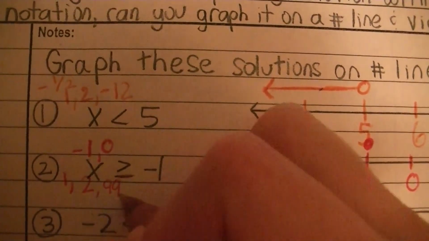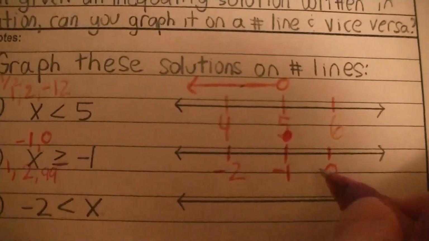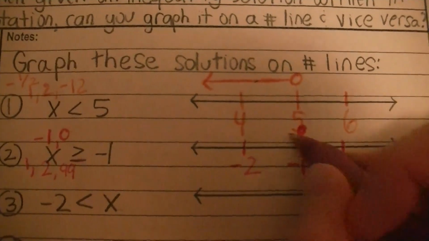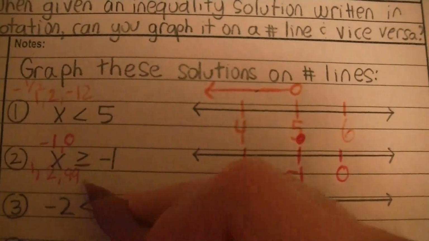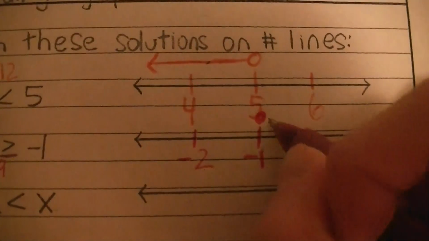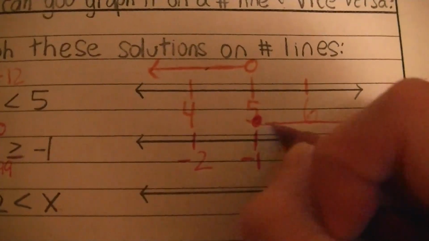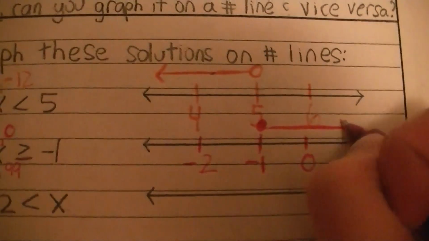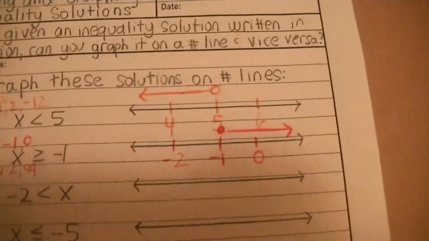So 1, 2, 99, negative 1, and 0. Well, negative 1 was filled in. Okay, so 0, 1, 2, 99. That's all. Look at your number line. That's all to the right. Okay, so that's the direction your arrow needs to go.